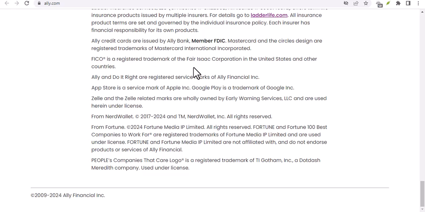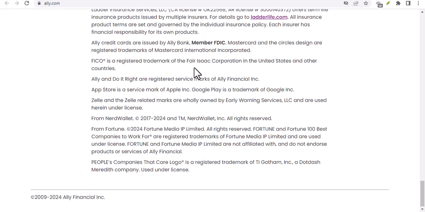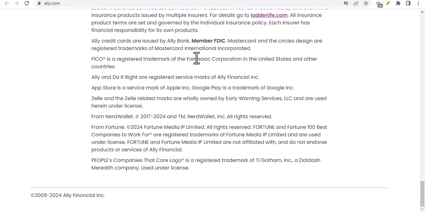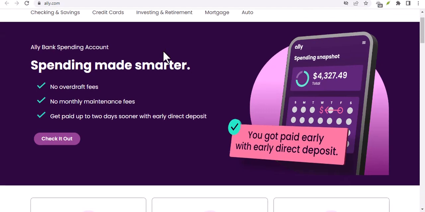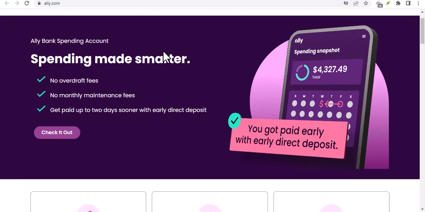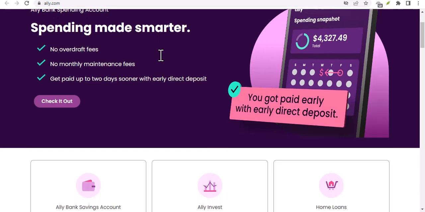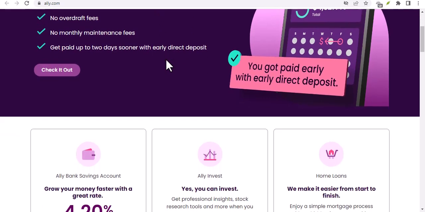7. Tips for effective contact. To ensure a smooth and efficient experience when contacting Ally Bank, consider these tips. Be patient. Customer service representatives often deal with a high volume of calls, so there might be wait times. Be clear and concise in your explanation. The more information you provide, the better the representative can help you.